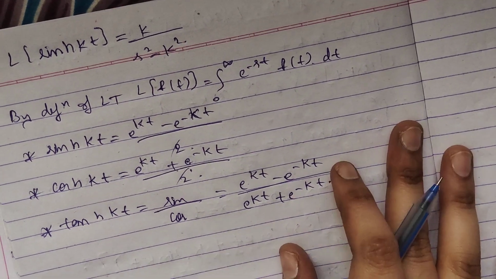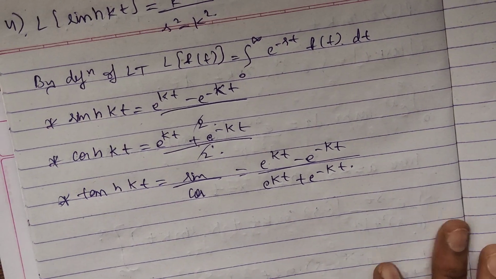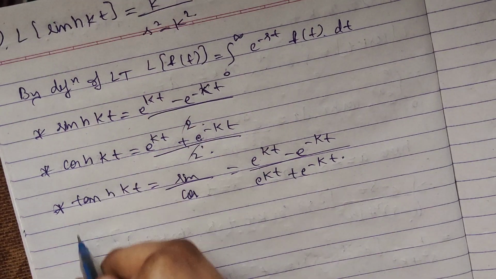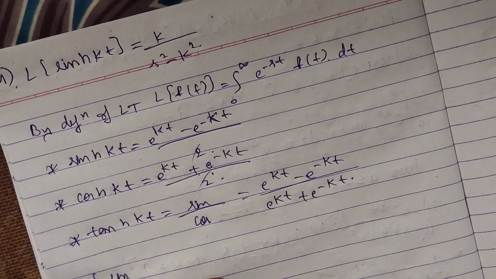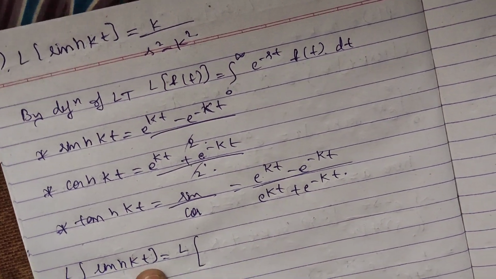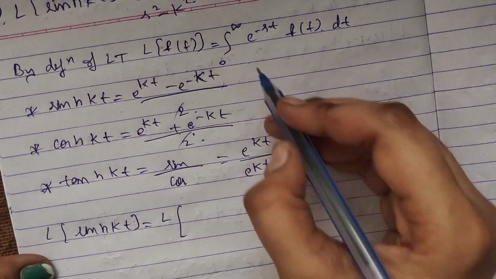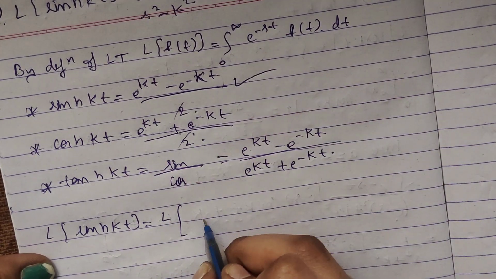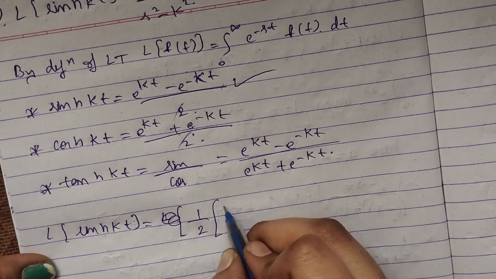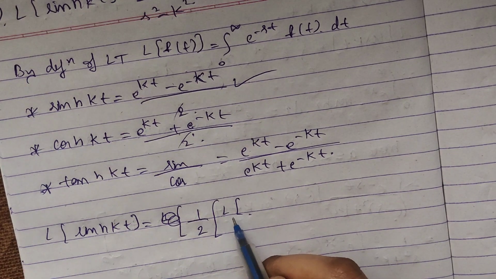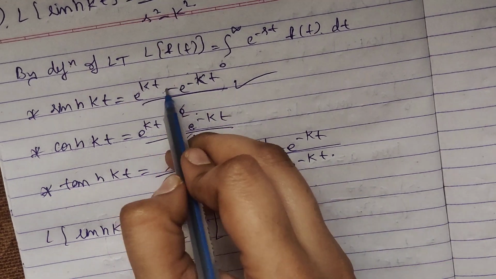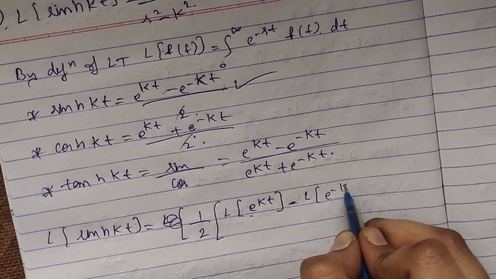We are going to apply this formula and we get the linear transform of elementary functions. Now here it is a different step we are telling. So for sine hyperbolic, we get L of sine hyperbolic kt. What formula do we have? This one, we have to write. So I will take 1 by 2 as common, and then I will apply the Laplace for the first term, that is L of e power kt minus L of e power minus kt.